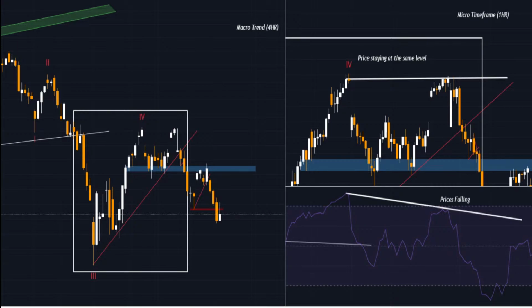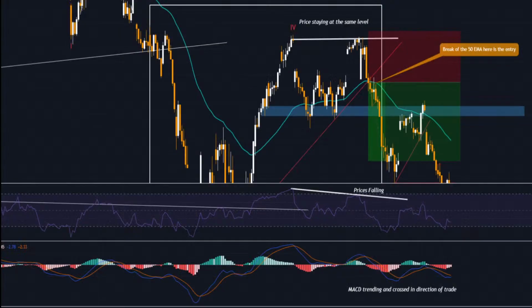As you can see on the 1 hour, price is staying at the same level, highlighted by this thick white line. And then on the lower part of this screenshot is the RSI, where you see prices are falling. The RSI value is falling. That is divergence. That is exactly what we're looking for, and that leads us into this next slide, where you'll see after that divergence is set, we have 2 set points.